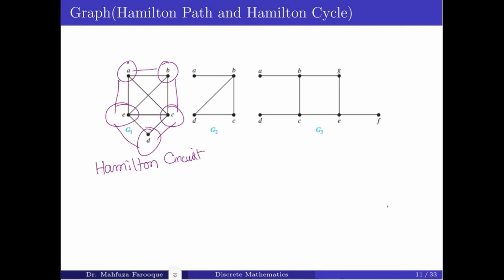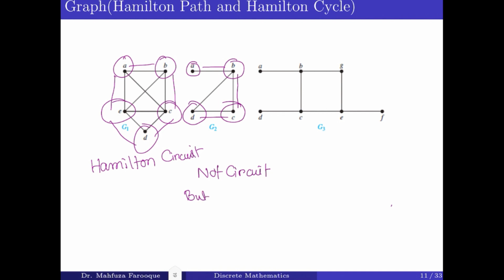Now what about G2? We can try to see how many vertices we can visit. We can start from A. We can go A to B, B to C, and also C to D. So we have visited all vertices, but if we wanted to go back to A, we would need to visit vertex B again, so that is not possible in a Hamilton path. That is why we can say that G2 has no circuit, because we cannot go back to our original vertex, but there is a Hamilton path.